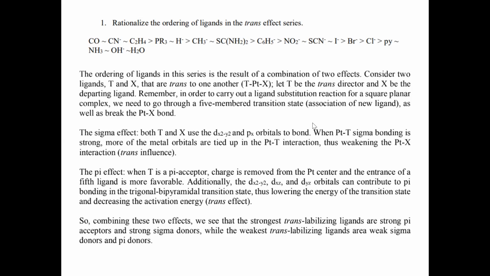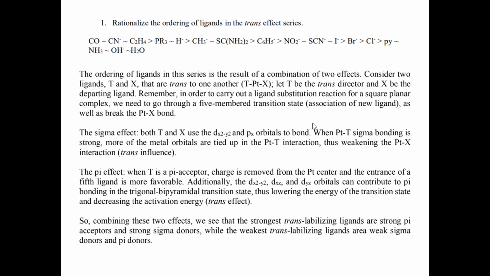So if the platinum trans director sigma bonding is strong, then those metal orbitals will be more involved in the bonding between that ligand and the platinum, which weakens the extent that those orbitals can be involved in bonding with the departing ligand on the opposite side of the metal. So that weakens the bond with the departing ligand.